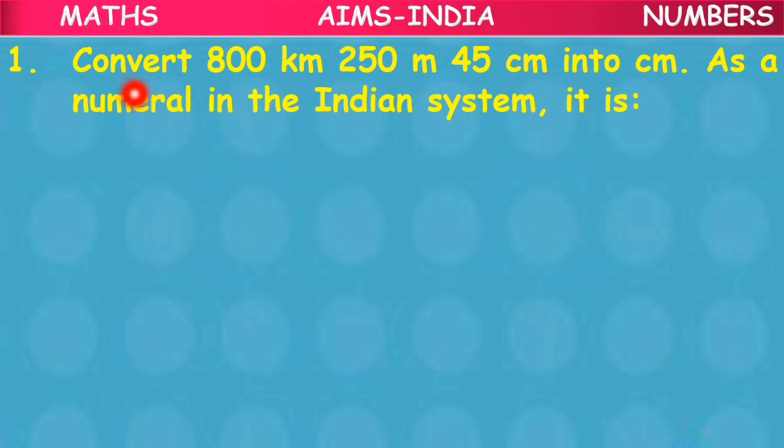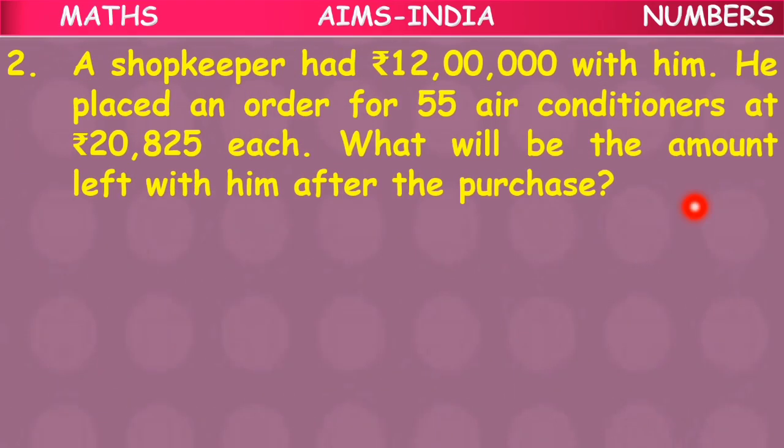Okay. The first question is, convert 800 kilometers, 250 meters, 45 centimeters into centimeters. As a numeral in the Indian system, it is dash. Now first what we have to do, we should convert this whole number into centimeters. It's in kilometers, meters and centimeters, right? So all of those should be converted into centimeters, and then the number should be represented as a numeral in the Indian system. Okay students, this is quite easy. I hope you get the correct answer.